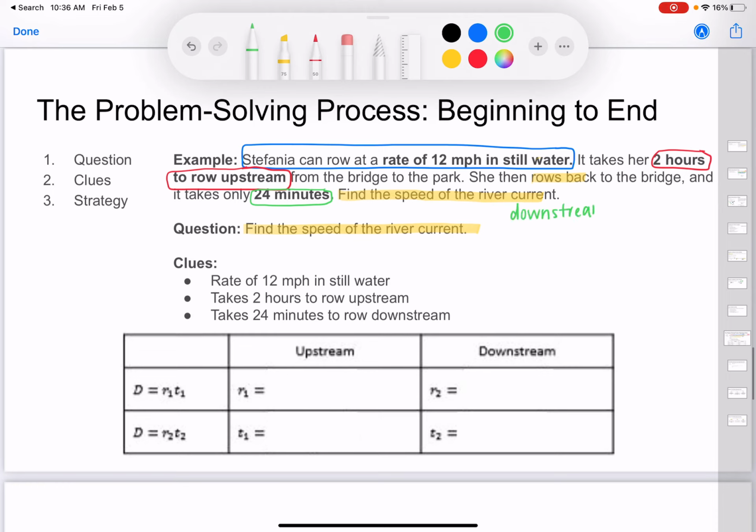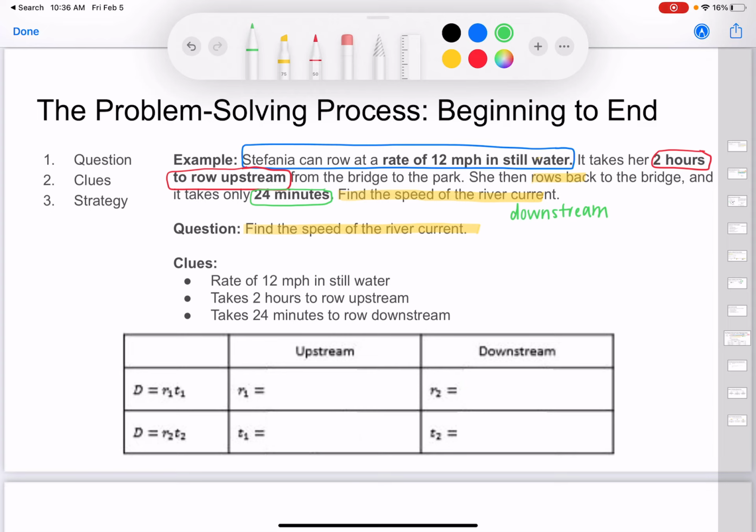So what we're trying to do is find the rate of the current. So we have our clues here. The rate that she travels in still water is 12 miles per hour. She takes 2 hours to row upstream and 24 minutes to row downstream. So what we want to do is find the speed. And the way that we'll find the speed is we'll take the rate that she normally travels and the time to find the speed of the current.